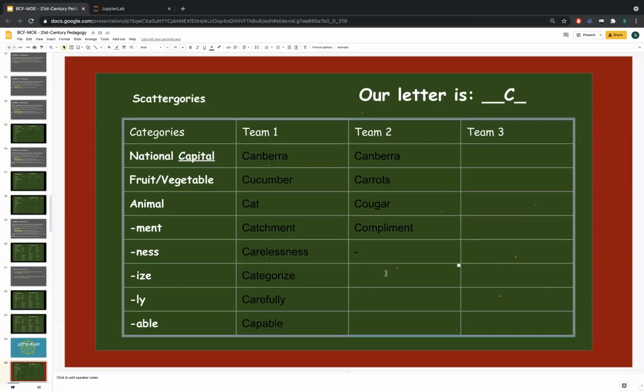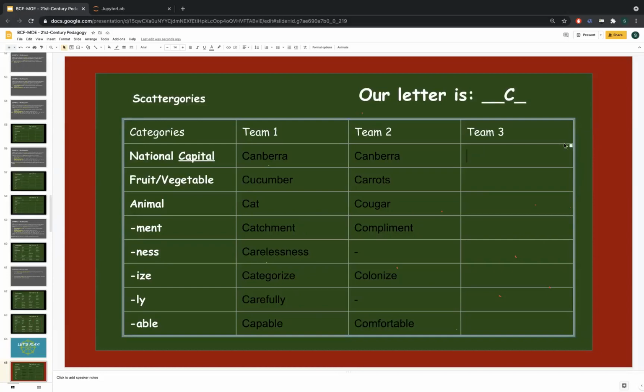So do you have a word for eyes? I-Z-E? Colonize. Colonize. Perfect. And L-Y? Sicily. Sicily? Oh, it's from S. Sorry, that one was wrong. Do we have one that starts with C? Okay, let's do ubble. Do you have an ubble word? Comfortable. Comfortable. Perfect.